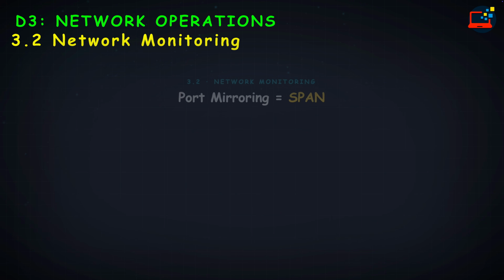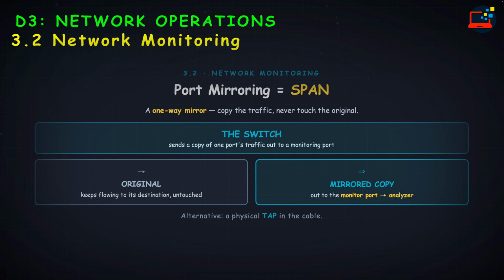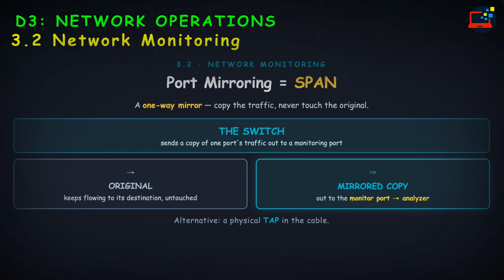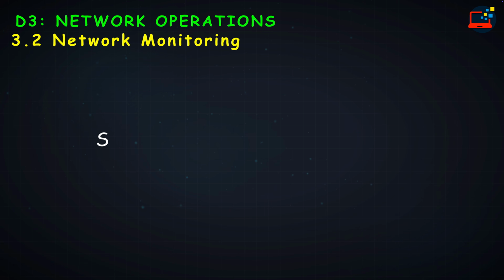To get traffic to your analyzer, you use port mirroring, also called SPAN, Switched Port Analyzer. The switch sends a copy of the traffic from one port out to a monitoring port, while the original keeps flowing to its destination. It's a one-way mirror, copying the conversation to an observer who never touches the original. The alternative is a physical tap in the cable.